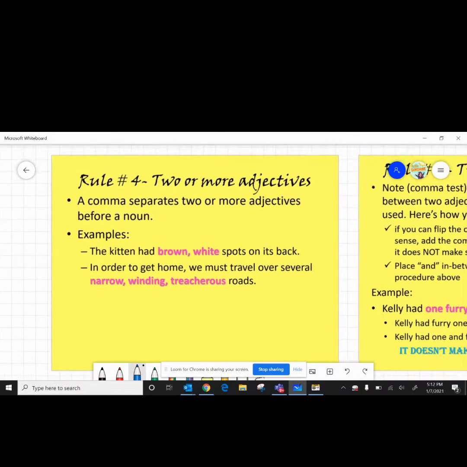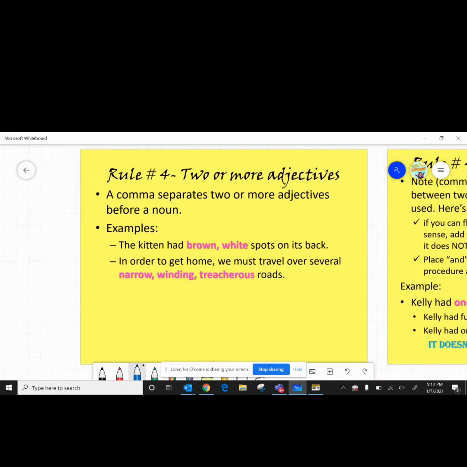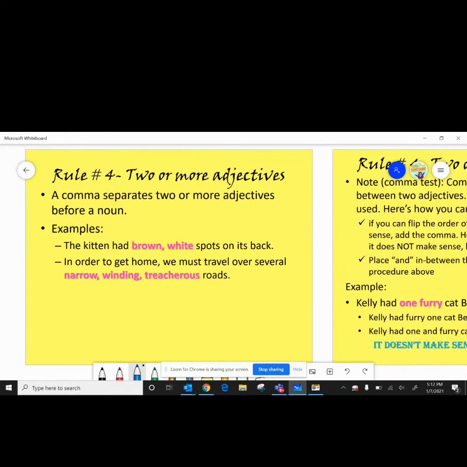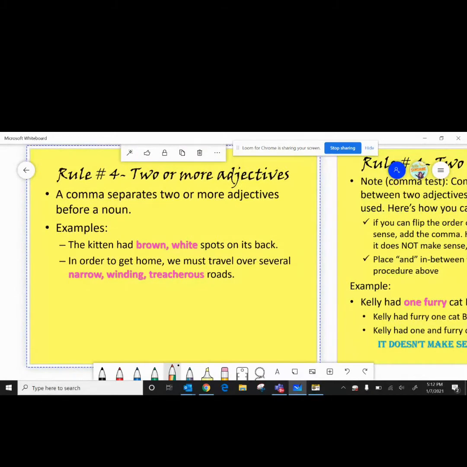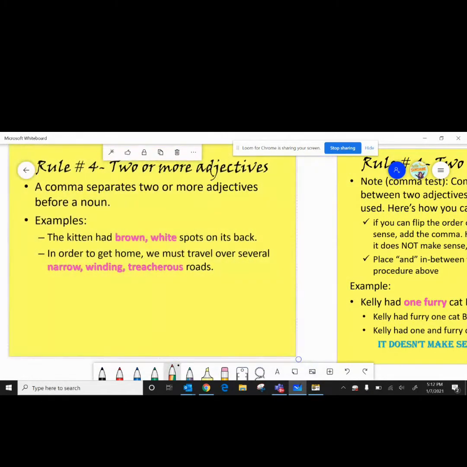So when you see this comma here, let me move this over a little bit. When you see the comma there, that is to allow you to separate the 2 adjectives. Remember, adjectives are words that describe. So in order to get home, we must travel over several narrow, winding, treacherous roads. Notice you don't have a coordinating conjunction in between winding and treacherous because you are listing the adjectives.